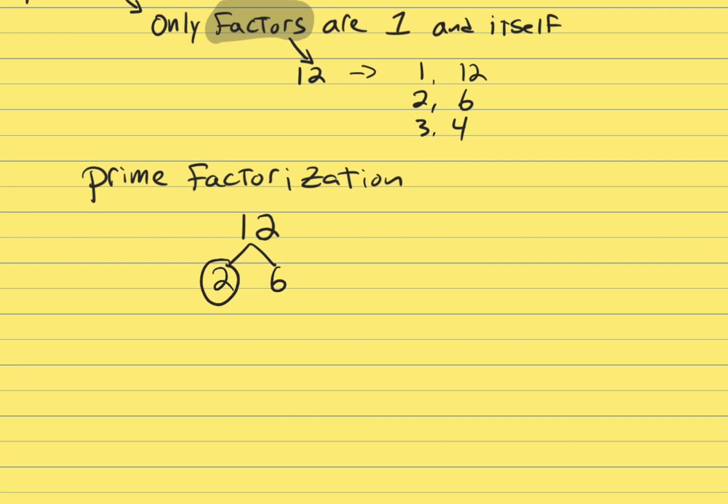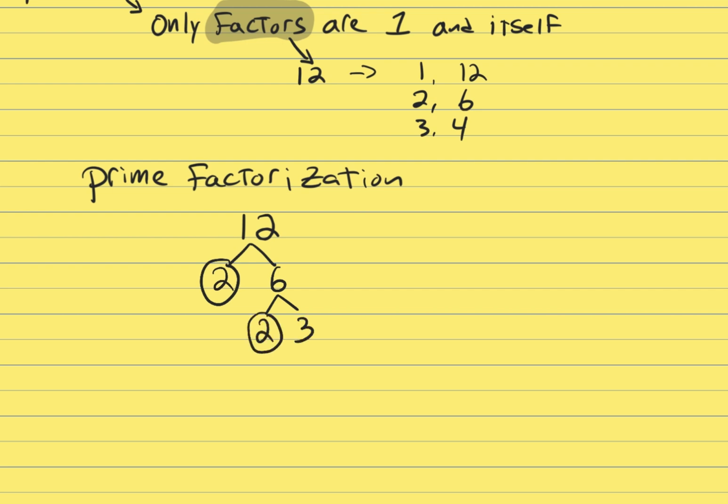2 is a prime number. It's only divisible by 1 and itself. 6 isn't a prime number. So since 6 isn't a prime number, I need to factor that 6 even more so that it's the product of 2 primes. So 6 is 2 and 3.